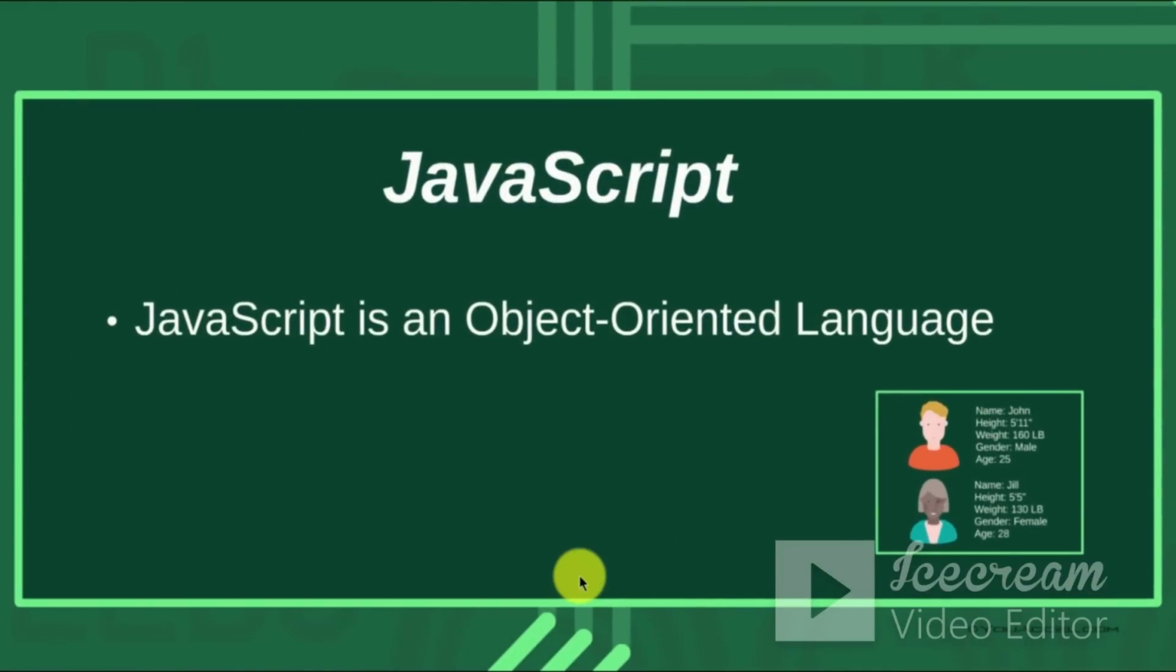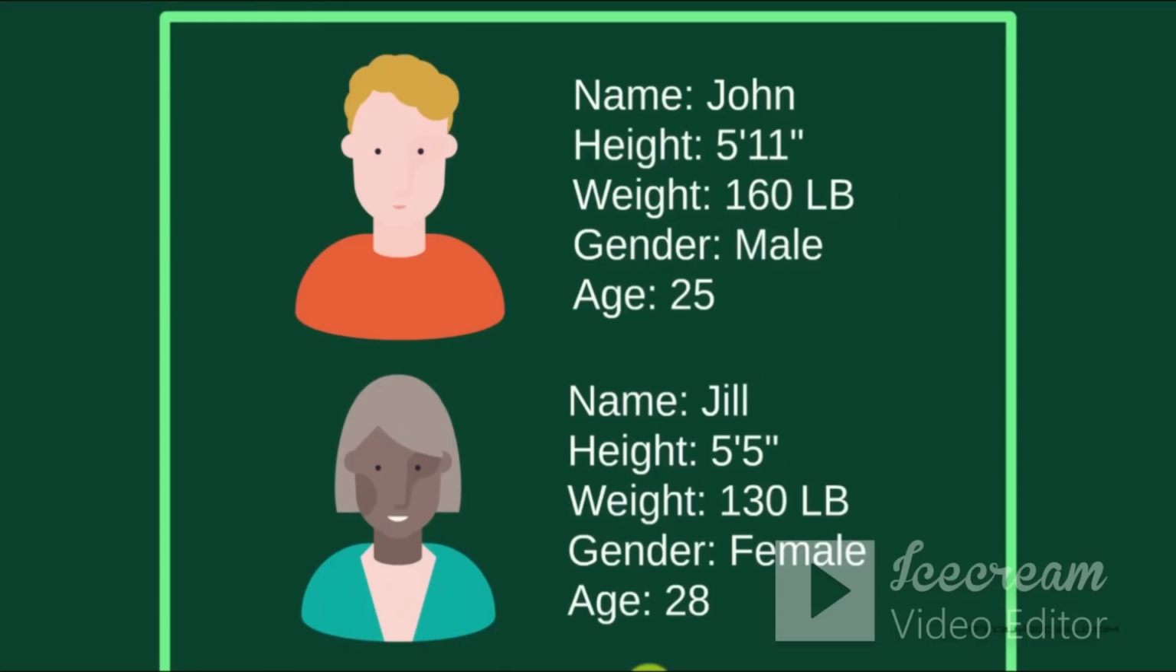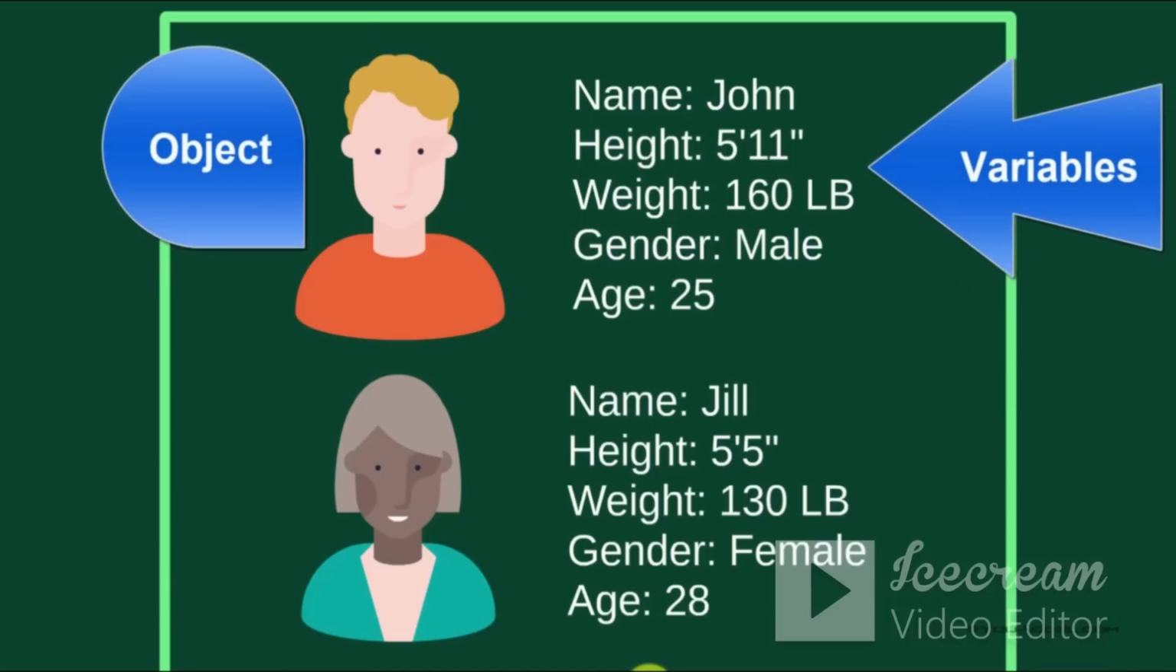JavaScript is an object-oriented language. This means that attributes of an object are contained within variables. For example, if we want to describe a person, we'll refer to this person as the object. We would typically use attributes such as name, height, weight, gender, and age. The values of these attributes will vary or differ from person to person.